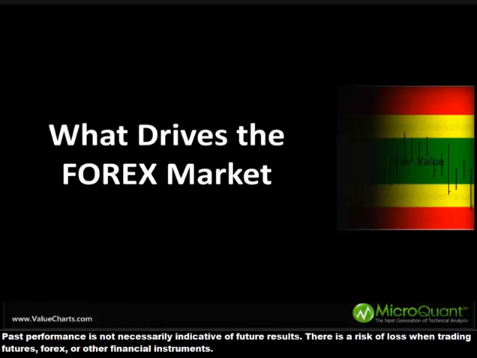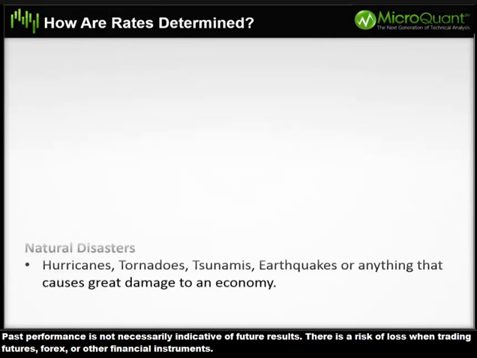This is where that leverage is a double-edged sword. You'll hear that being referred to quite often in any type of Forex education. It can really maximize your profits, but it can also really maximize your losses if you don't know how to use it properly. So what drives this Forex market?